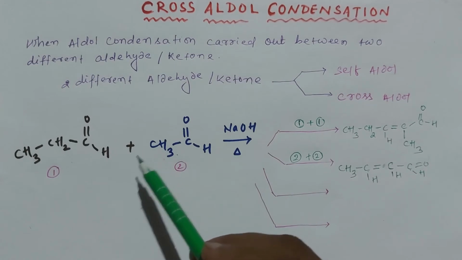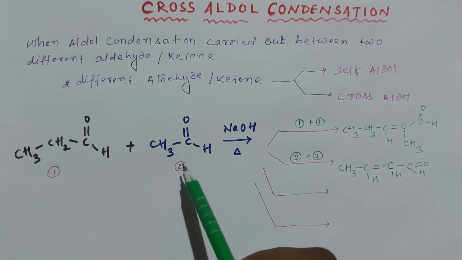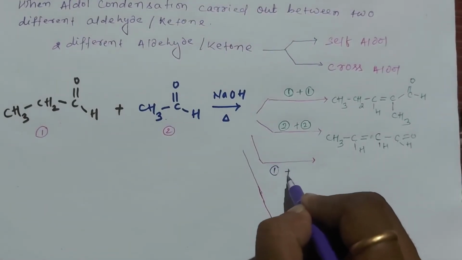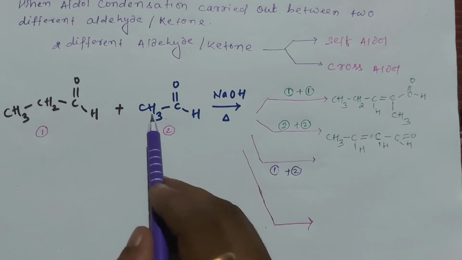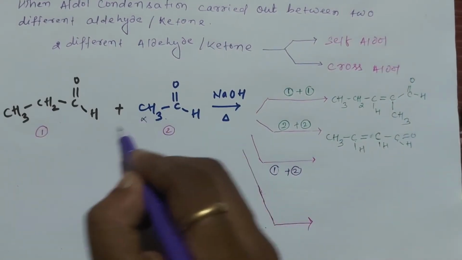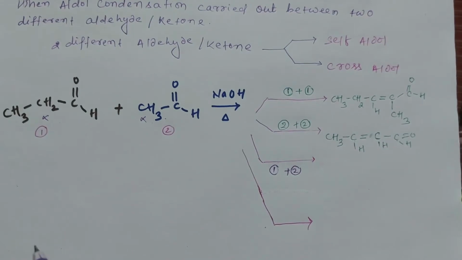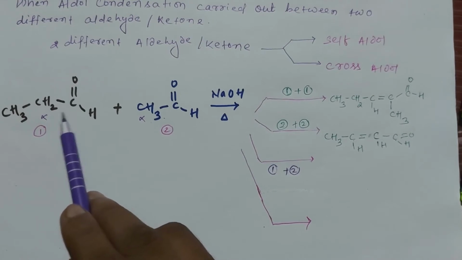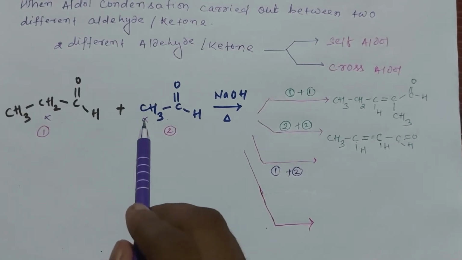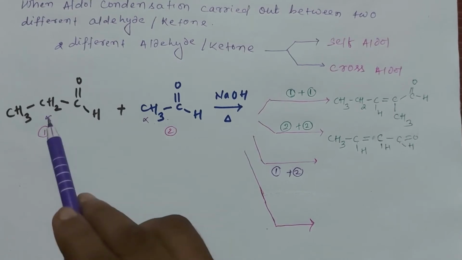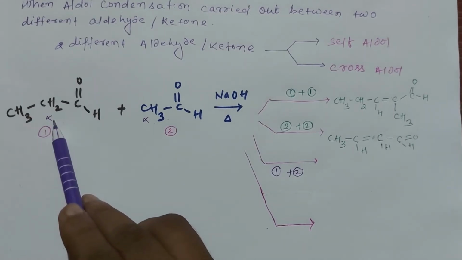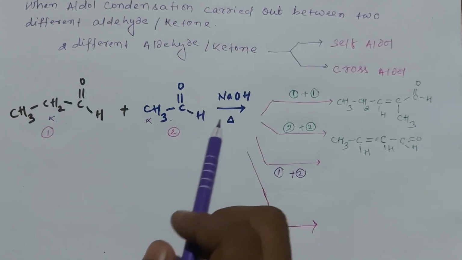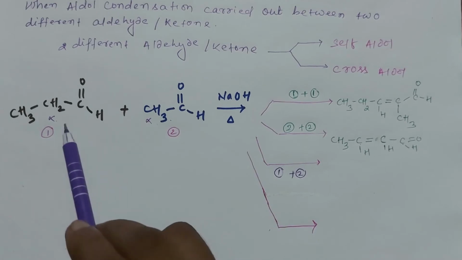Now we'll see when one reacts with two and two reacts with one. First, when one reacts with two, both molecules have alpha hydrogen, here also and here also. So either of these two molecules can behave as nucleophile and electrophile. This molecule will behave as a nucleophile, and this molecule can also behave as a nucleophile. Based on the reaction condition given, they will form different products.